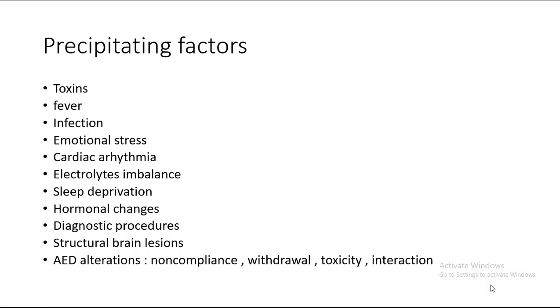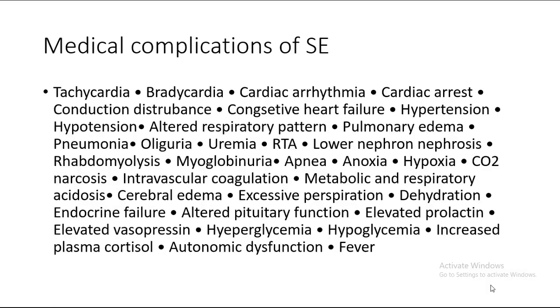Precipitating factors: toxins, fever, infection, emotional stress. It was found that about 25% of cases of status epilepticus are due to febrile convulsion. I mean febrile convulsion may present as status epilepticus, along with other precipitating factors. The medical complications are many. You can see this list, a huge list of complications.